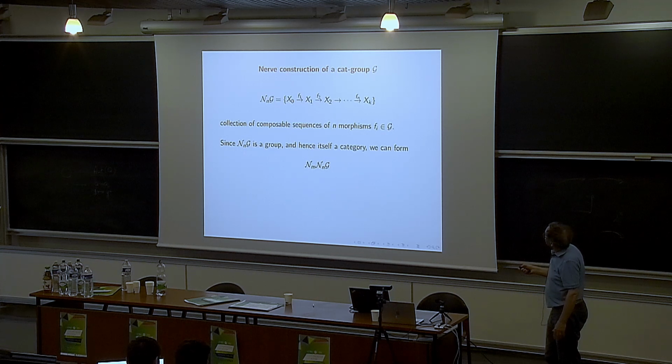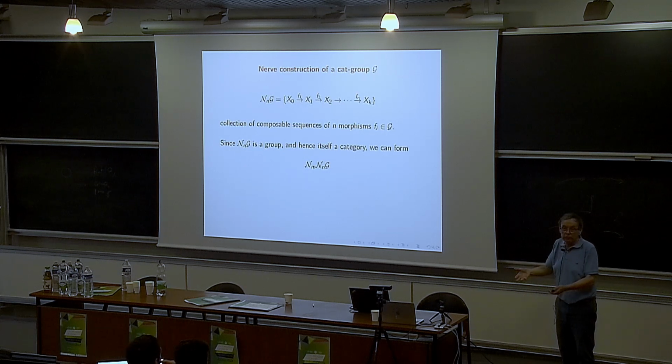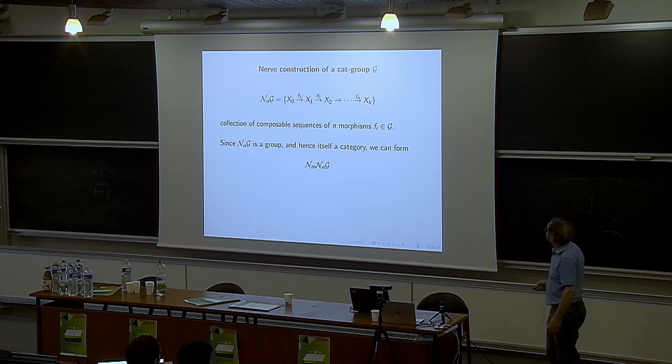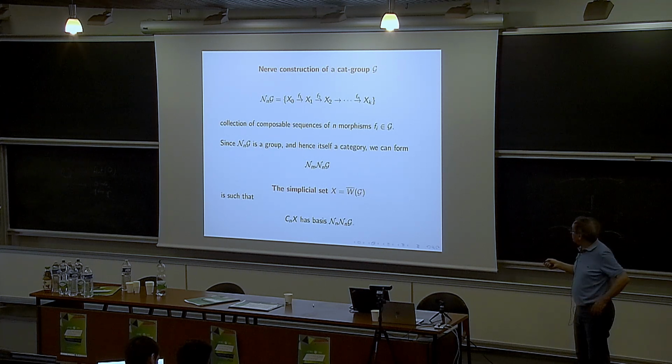So since the nerve is a group, every term in the nerve is a group. So sure, why don't we form the nerve of each term? Each term is a group, so you can take the nerve. You take the nerve of the nerve, and you get what's called a bisimplicial set. Anyway, the simplicial set that I'm trying to explain to you, I haven't done that yet. W bar is my goal.